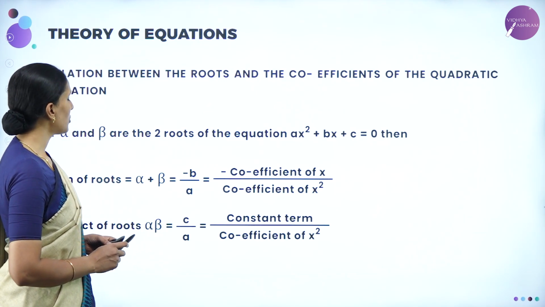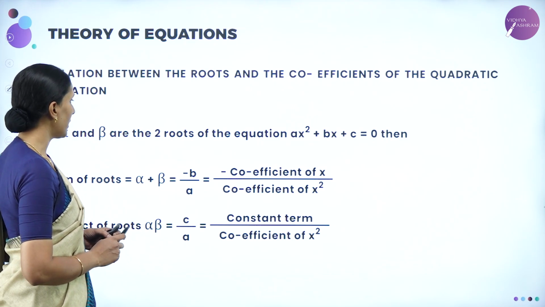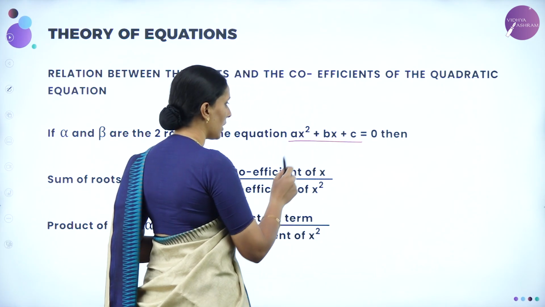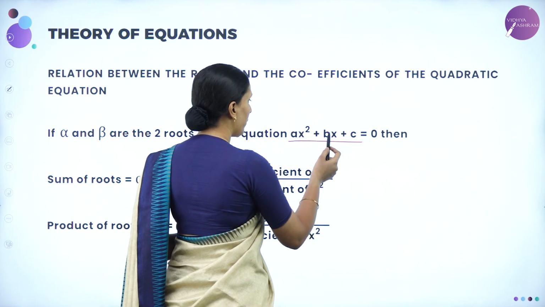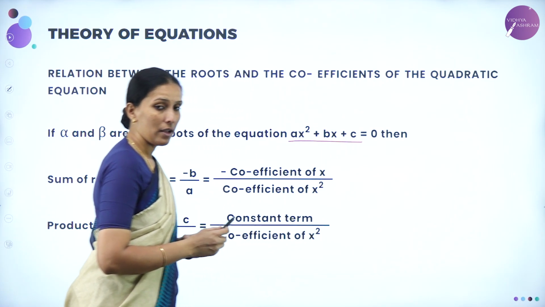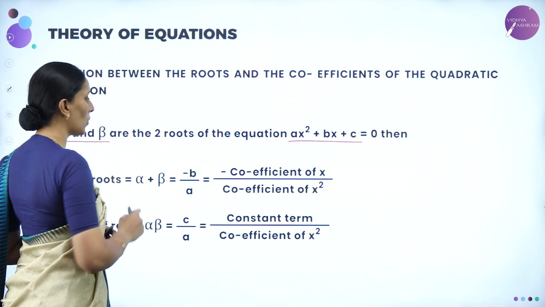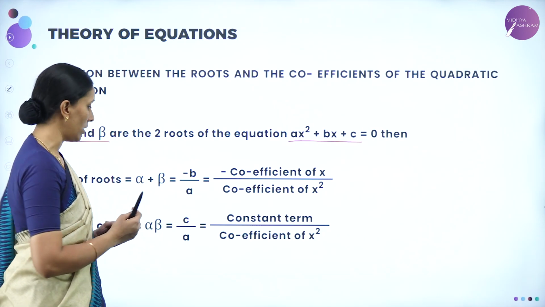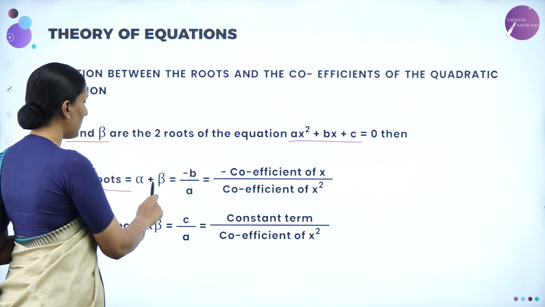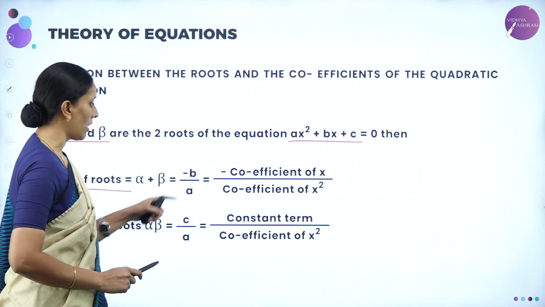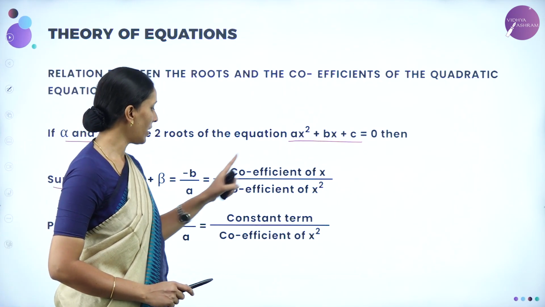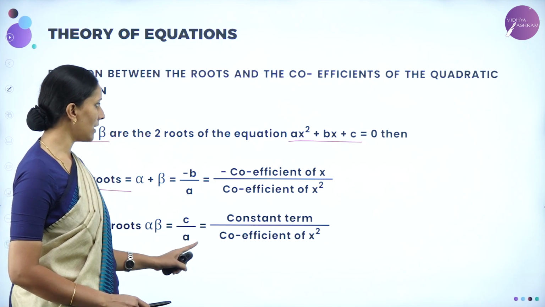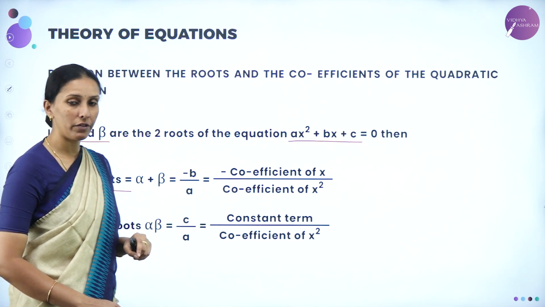Next, we will study the relation between the roots and the coefficients of the quadratic equation. Now, if we take the quadratic equation ax square plus bx plus c, the coefficient of x square is a, the coefficient of x is b, and c is a constant. And if alpha and beta are the roots of the quadratic equation, we have a relation between the roots and the coefficients. That is, the sum of the roots, alpha plus beta, can be written as minus b by a. So what is minus b? It is the coefficient of x, and a is the coefficient of x square. And the product of roots can be written as c by a, where c is a constant and a is the coefficient of x square.